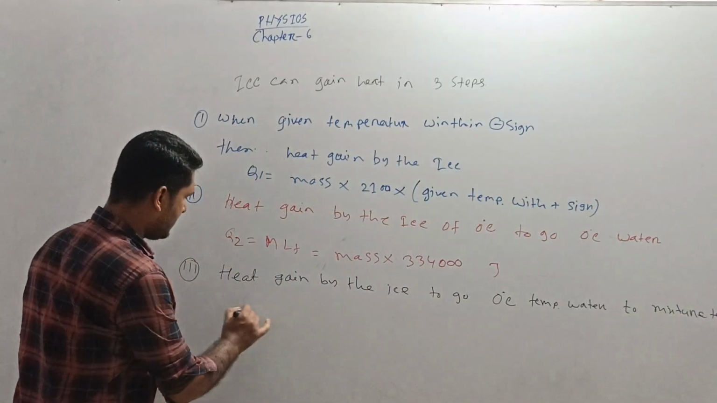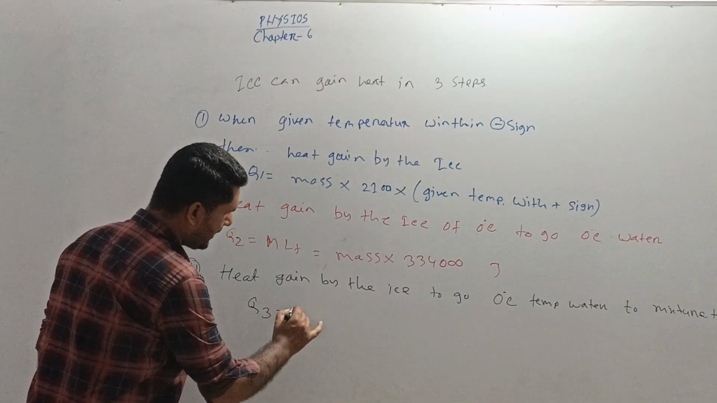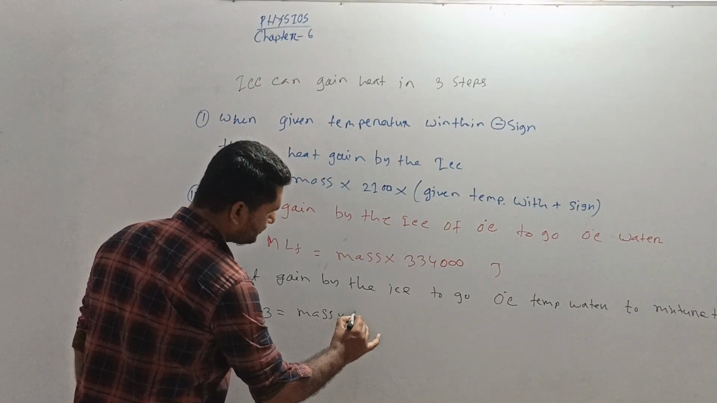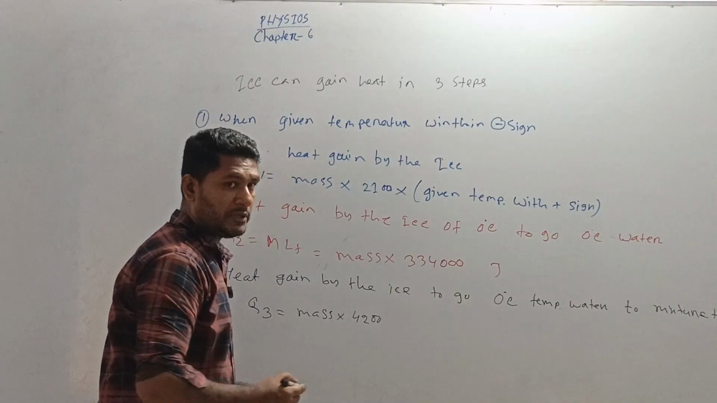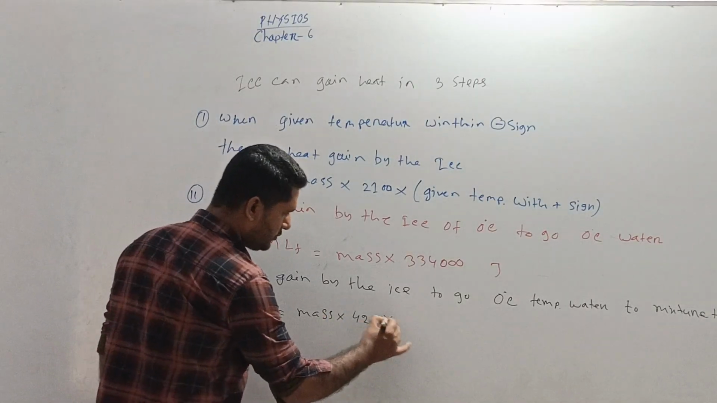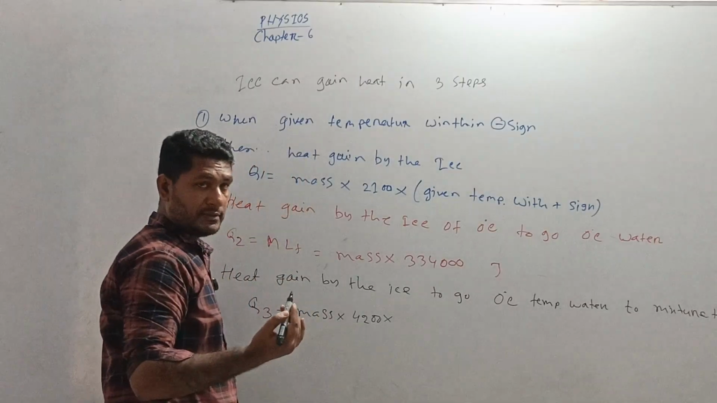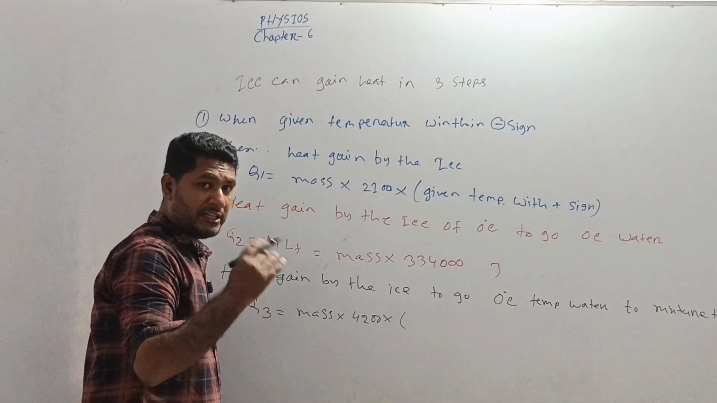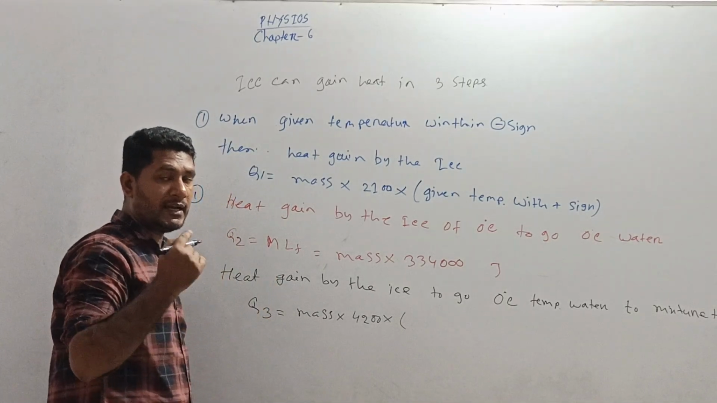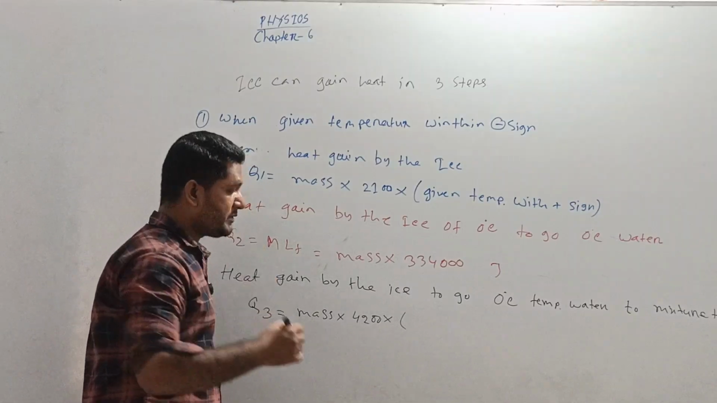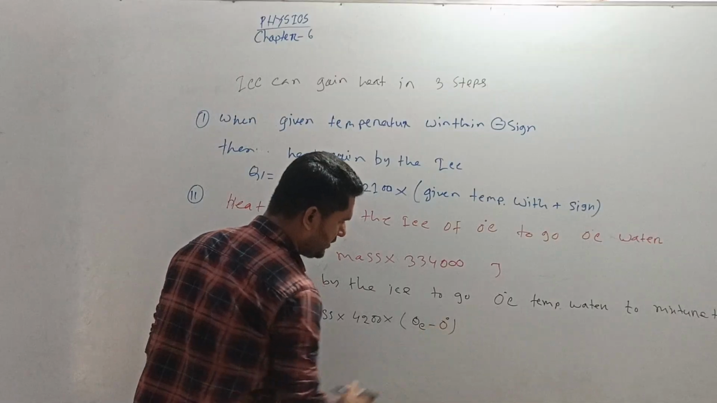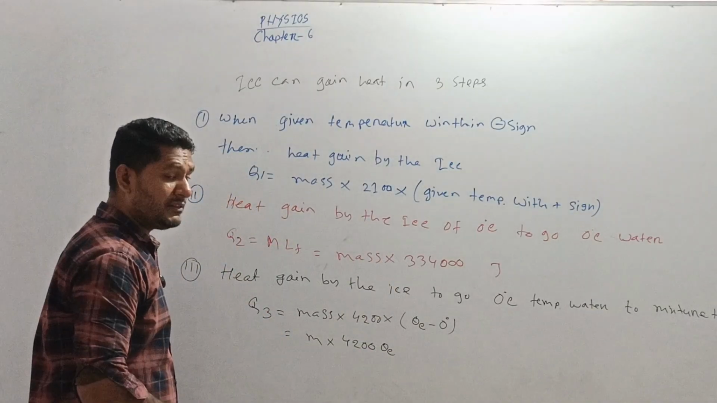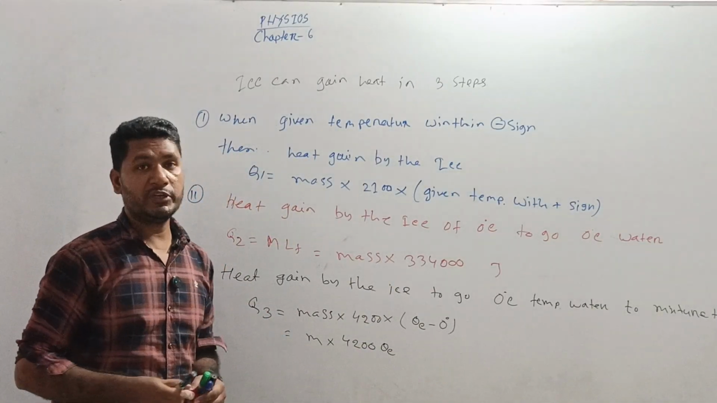And the heat will be Q3 equals mass of melt ice or water into 4200, this is the specific heat of water, into the change of temperature. The water was at 0 degrees Celsius and it will go to the mixture temperature, that is theta C. So theta C minus 0 degrees, and that will be M into 4200 theta C. In this 3-way, ice will gain heat.